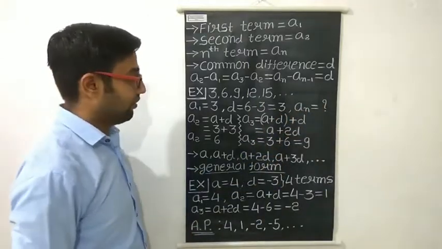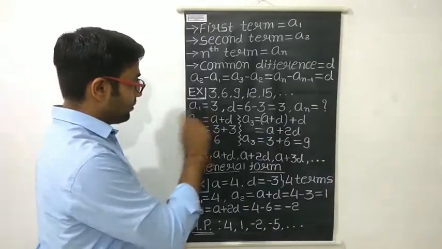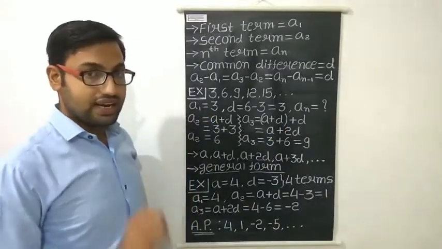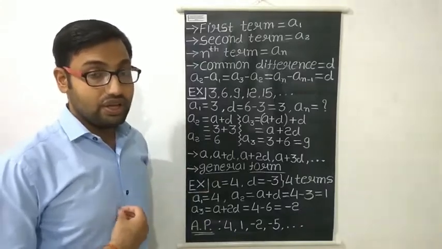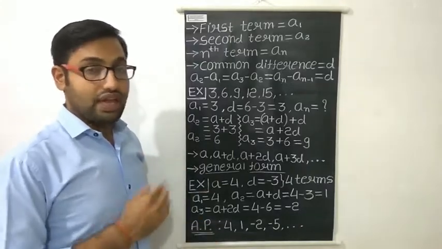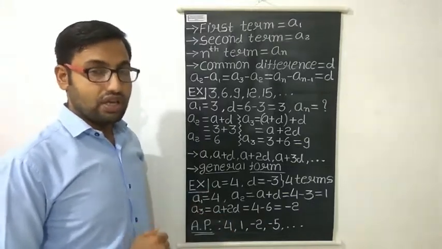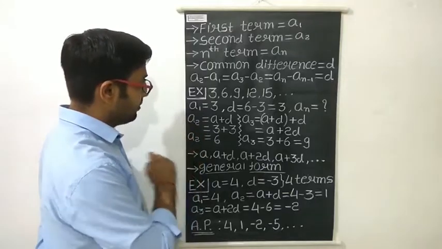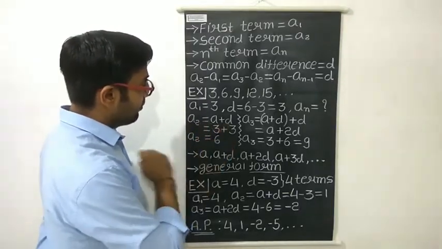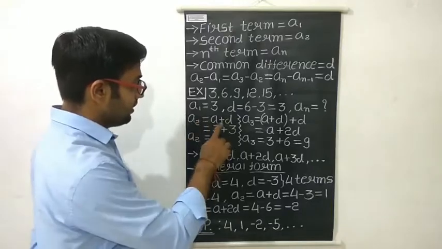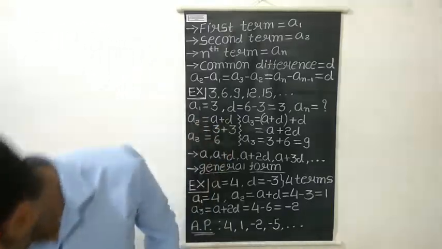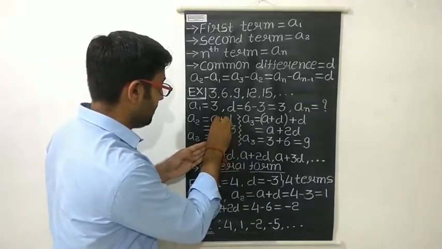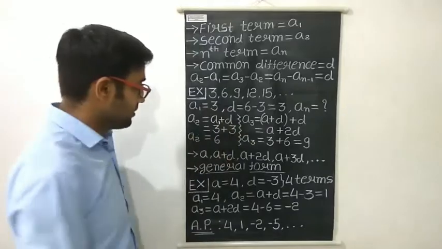Okay. So now A1 is, we know, 3. To get A2, the second term, what must we have? We must have the first term and the common difference. If we add both, we get the second term. To get the second term, we have to add D to the first term, that is A1, right? So here, what we have to do? We have to add D to the first term A1.